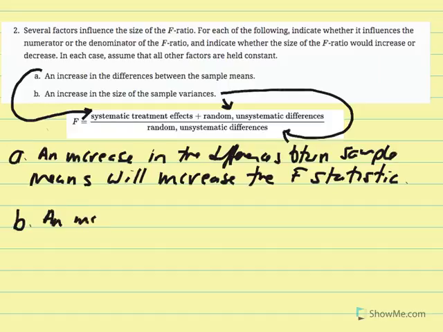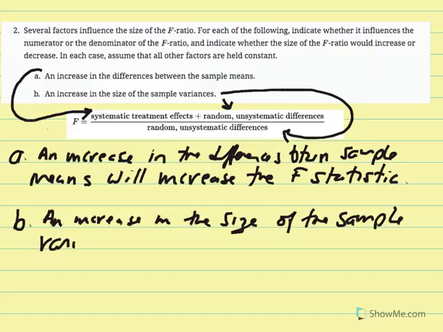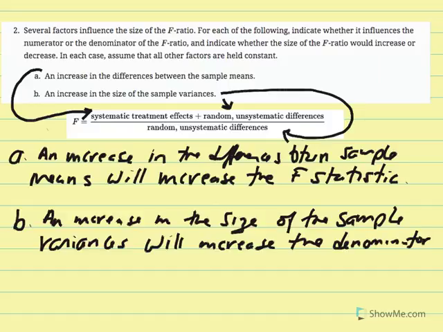Therefore, an increase in the size of the sample variances will increase the denominator and produce a lower F statistic.